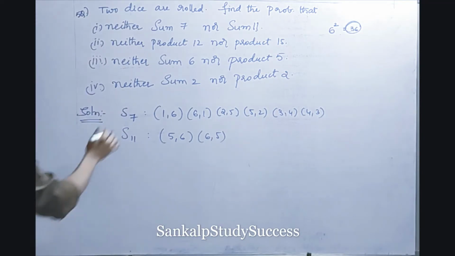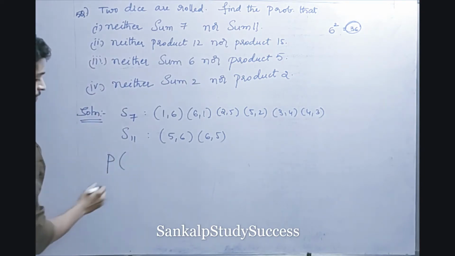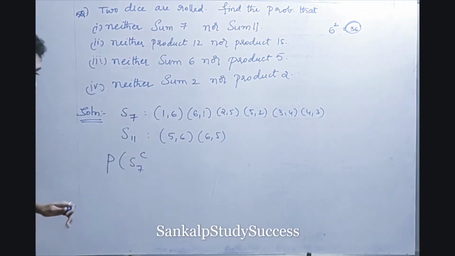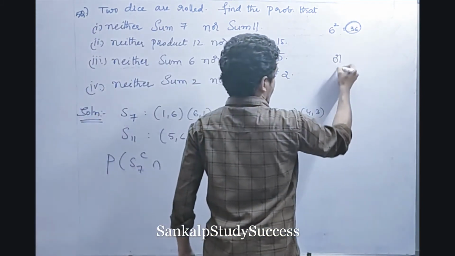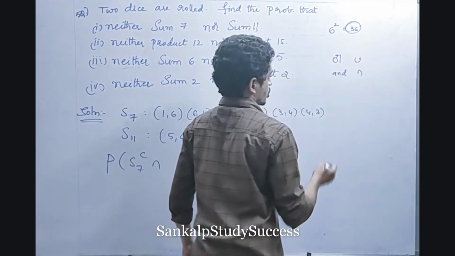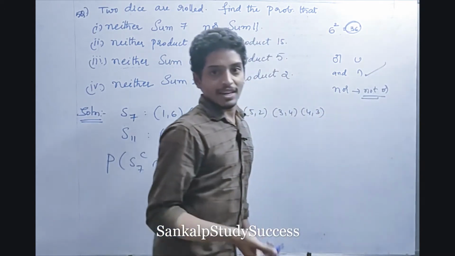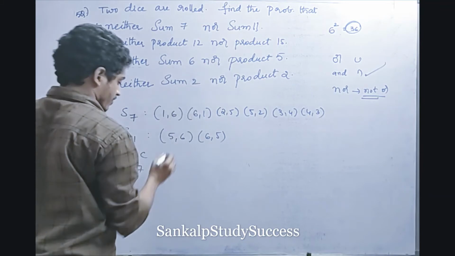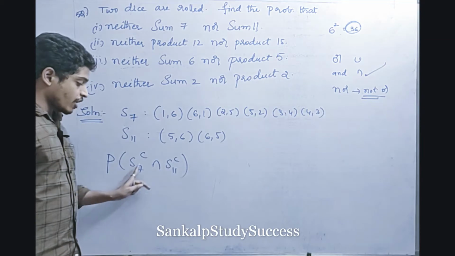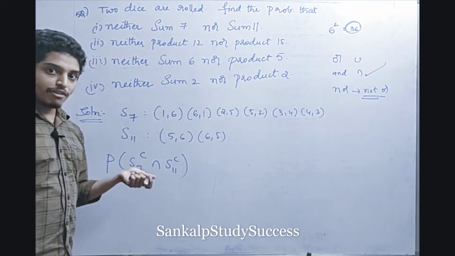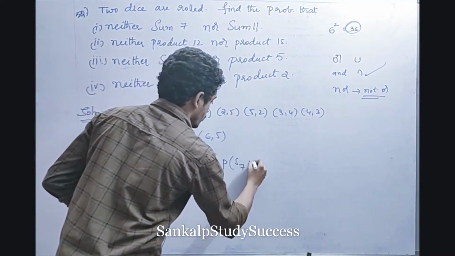So fine. Now he is asking neither sum 7 nor sum 11. That means the probability of neither sum 7, neither means complement, nor in the sense not or. See, there are only or and and. Or means union, and means intersection. Nor in the sense not or. Not or means and only, right or not? So and means intersection, sum 11 complement. Yes or no? So what is this formula, friends? P of A complement intersection B complement is 1 minus P of A union B, in the sense 1 minus P of S7 union S11.